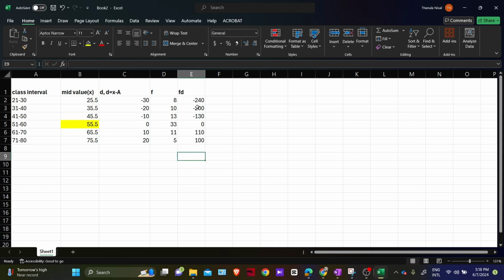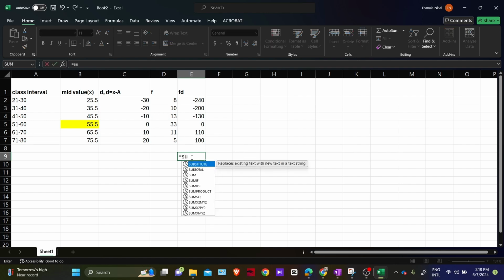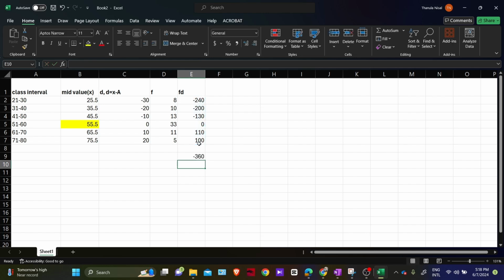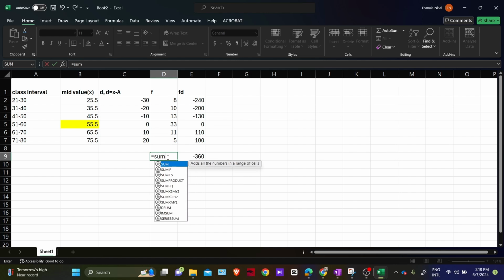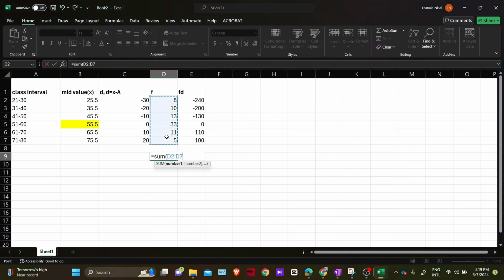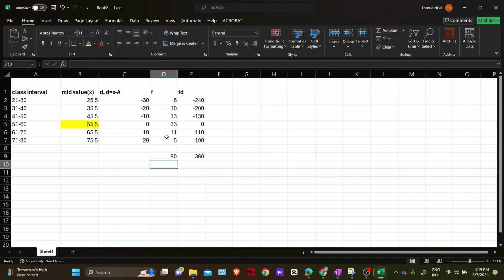Now we need to find out the sum of these columns. Sigma fd, starting from this value up to there, right? That is negative 360. Similarly, starting value is this one, last value is 5, put a bracket, right? This is sigma f.